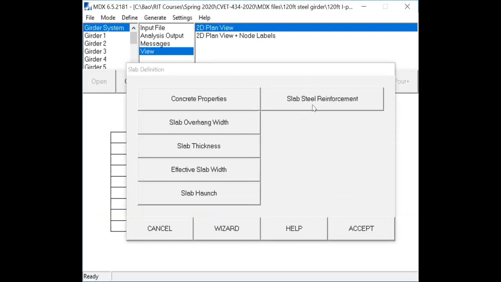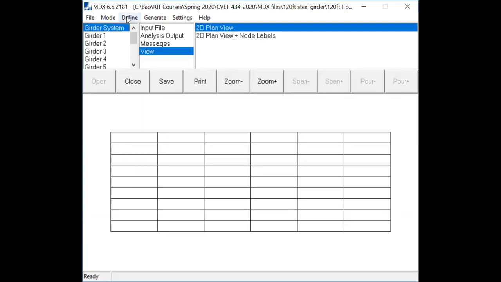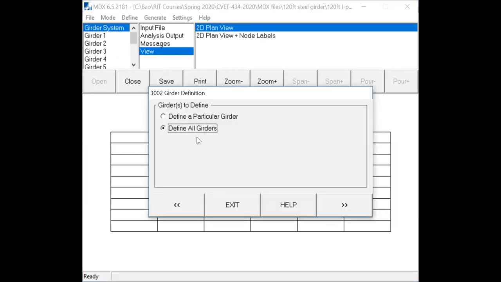We do not specify the deck reinforcement, so we just skip this part and accept. Then we're done with the define slab, and after you define the slab, you see the check mark. Then we'll go to the next, which is the girders. For the girders, choose define all the girders.